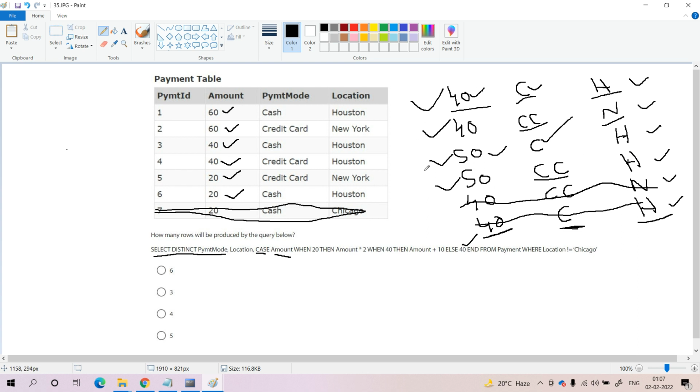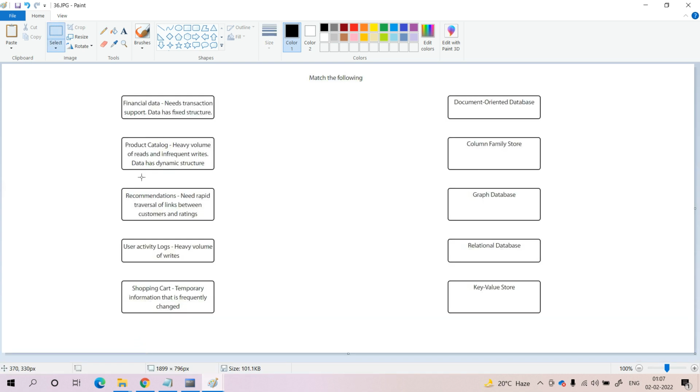So totally we are getting four unique records from the available query. So out of all the four options, the right option is 4. We will retrieve 4 unique records from the available data. So option C is the right option. Now let me go to the next question.